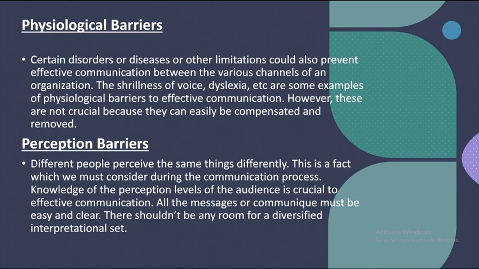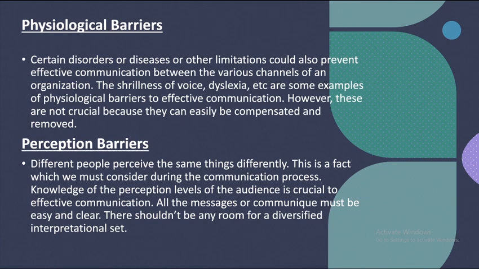Coming to the physiological barriers. Certain disorders or disease or other limitations could also prevent effective communication between the various channels of an organization. The shrillness of voice, dyslexia, etc., are some of the examples of physiological barriers to effective communication. However, these are not crucial because they can easily be compensated and removed.